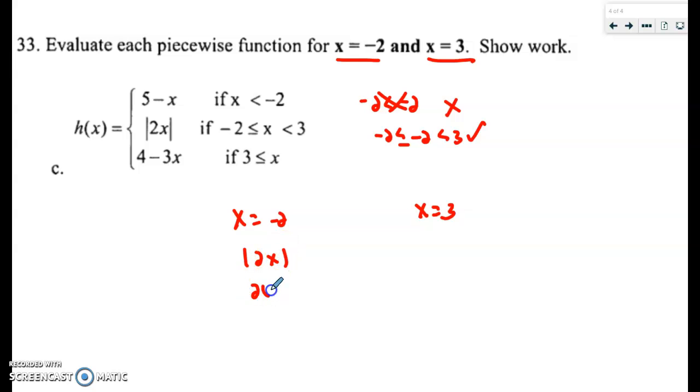So I have 2 times -2, so I have the absolute value of -4. So in this case, h of -2 will equal 4.